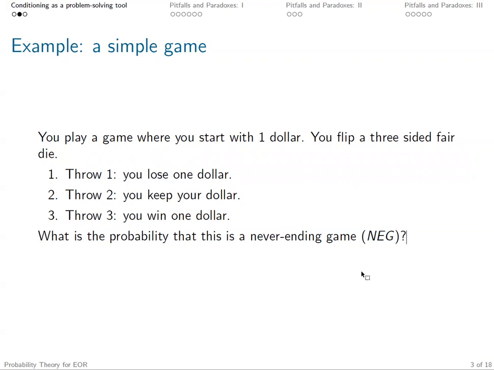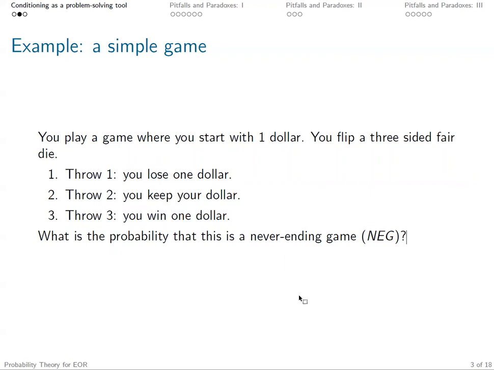So the game ends when we have nothing left in our hand. It could be the case that you throw 1, you lose $1, the game ends. It could also be the case that you keep the dollar or you win the dollar and the game keeps going, right? So what is the probability that this is a never-ending game? We can pause the video at this moment and see if you can solve this problem by yourself.